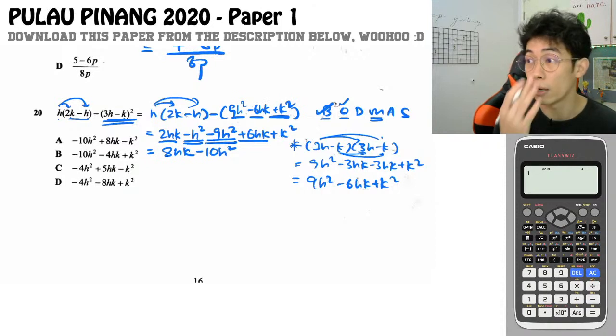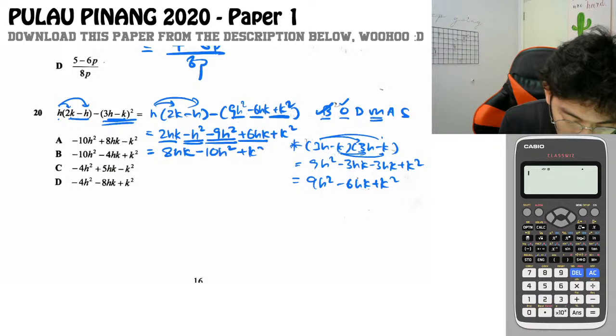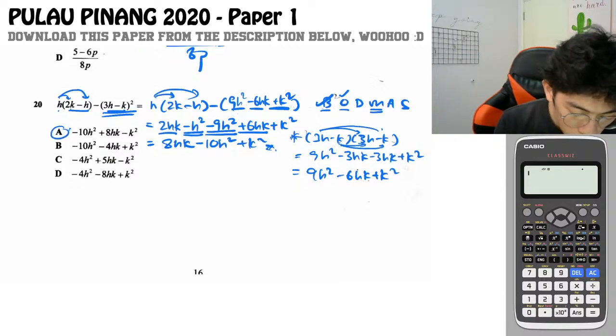Then you minus 9, you get minus 10. You owe somebody 1 ringgit, you owe 9 ringgit, owe 10 ringgit. Plus K square. So which one is your answer? Your answer is A. Okay, so 20 done already.